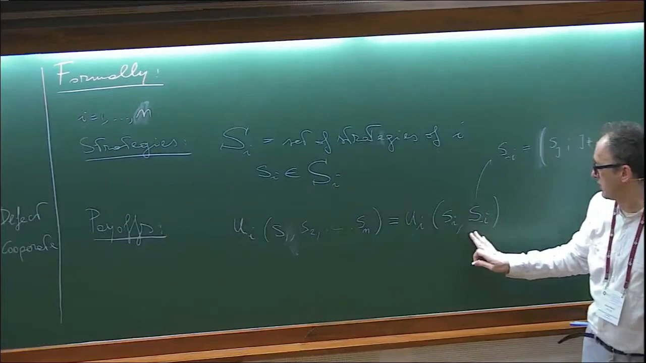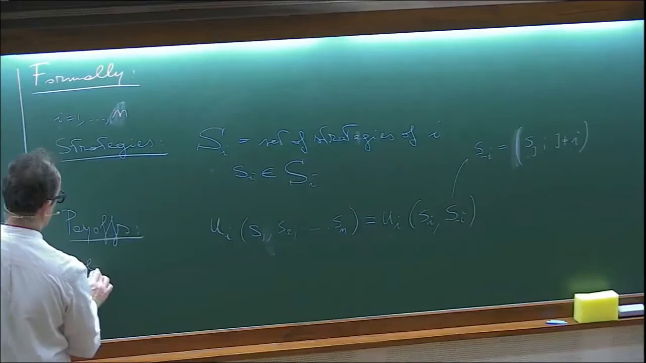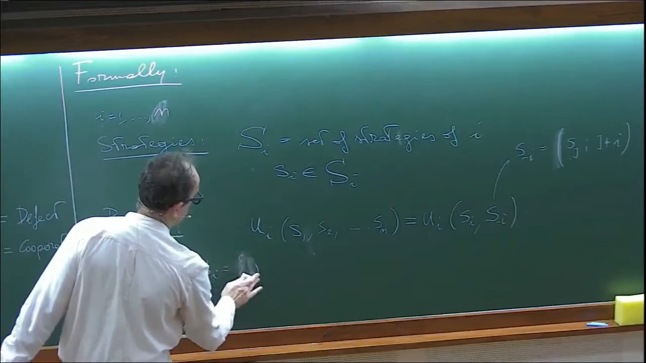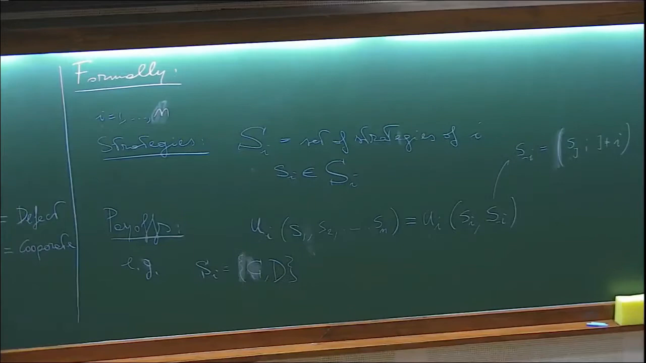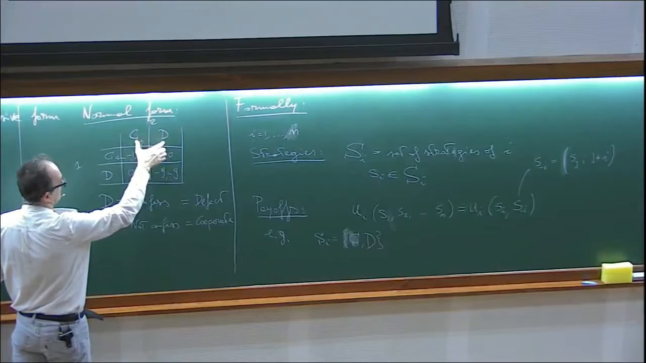For example, in the prisoner's dilemma, Si is just the set of two choices, C and D. Essentially, these four numbers give you U1. These four numbers give you U2, depending on the choice of the guy and the choice of the other guy, okay?